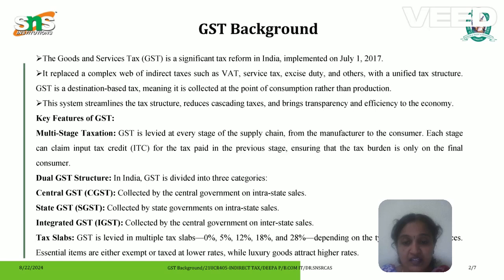Tax slabs. GST is levied in multiple tax slabs: 0%, 5%, 12%, 18%, and 28%, depending on the types of goods and services. Essential items are exempt from the payment of GST.